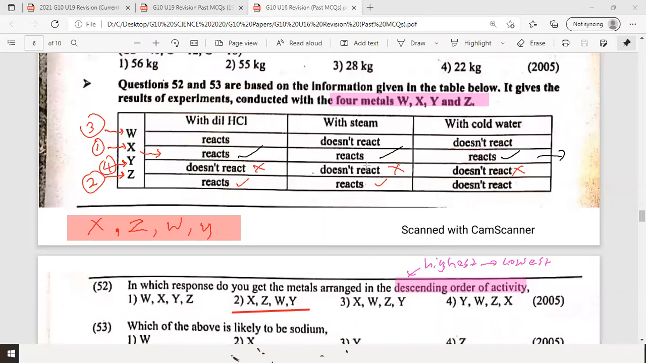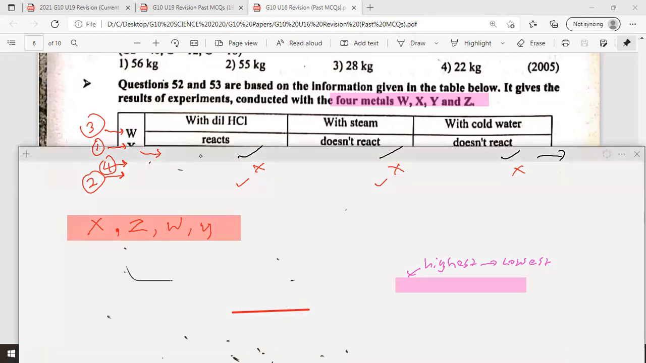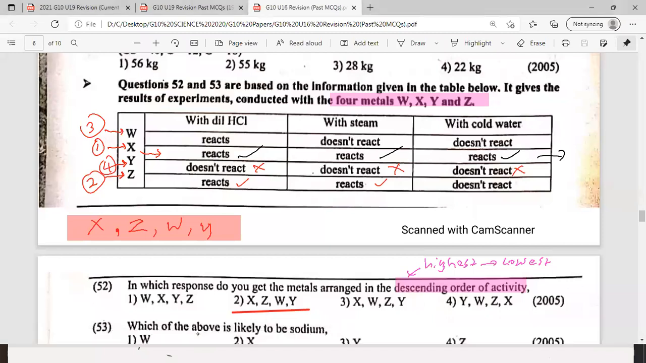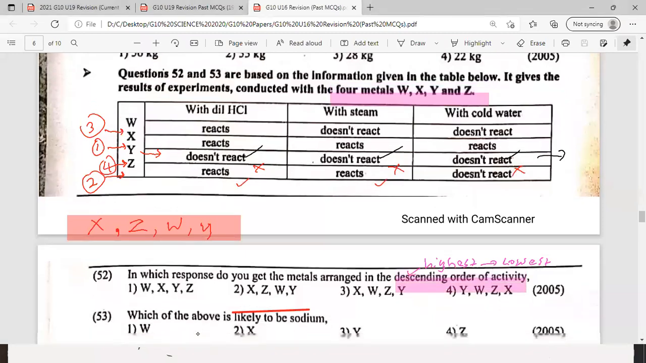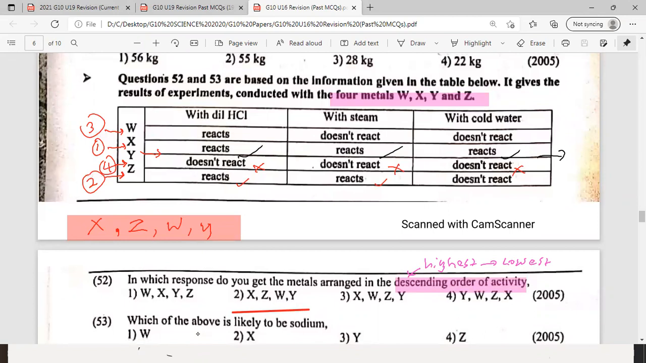The next one: which of the above is likely to be sodium? Sodium reacts with everything. Therefore, which one is likely to be sodium here? Who is the most reactive one? Which metal is likely to be sodium? Yes, I'll ask for the answer from Vinuka, Vimansa. X. Yeah, the answer is X here, correct.